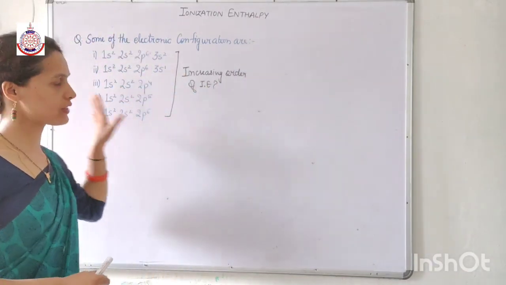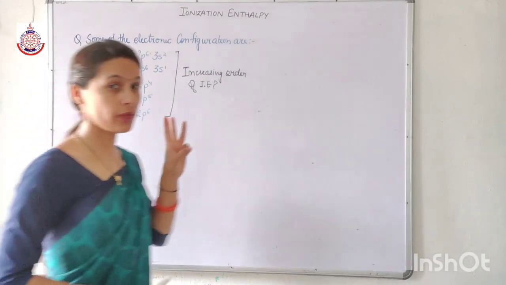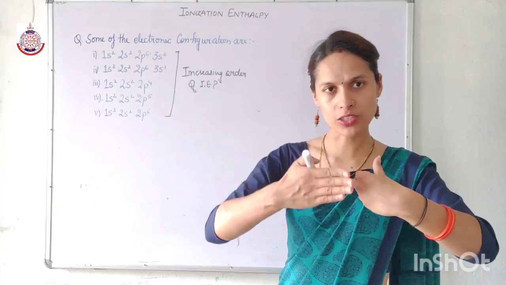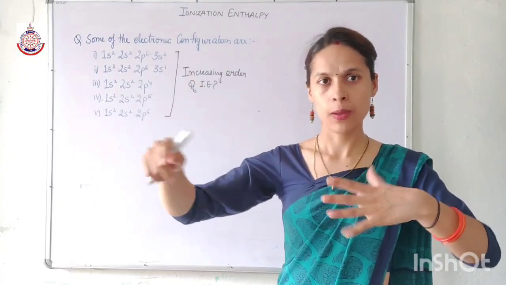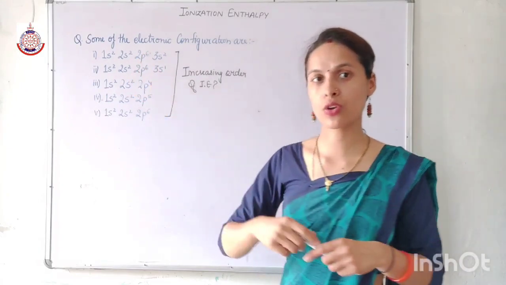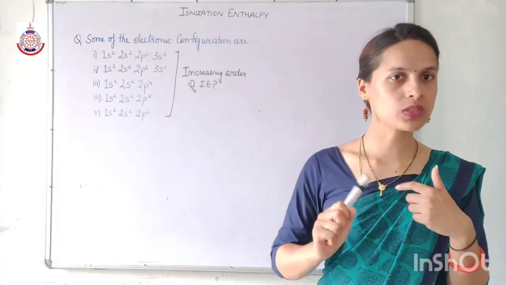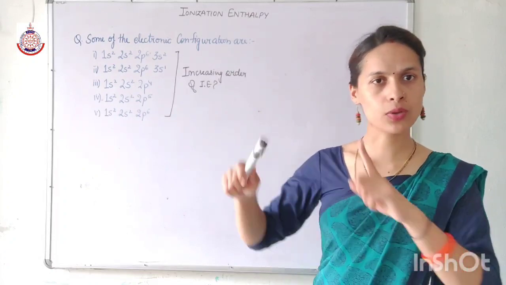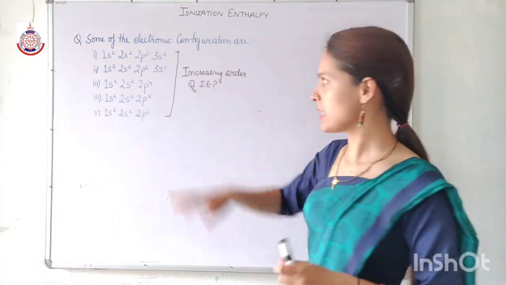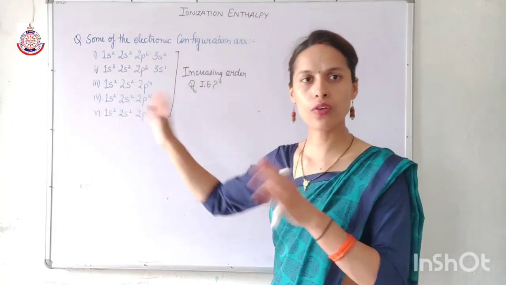Now, if we look at the electronic configurations, in the first two configurations, we have three shells. It means here is the nucleus, first shell, second shell, and third shell. In the first and second configurations, the outermost electron is at maximum distance from the nucleus. So obviously it becomes easy for us to remove the electron from the third shell as compared to the second and first shell. So obviously the lowest ionization enthalpy is of either 1 or 2.